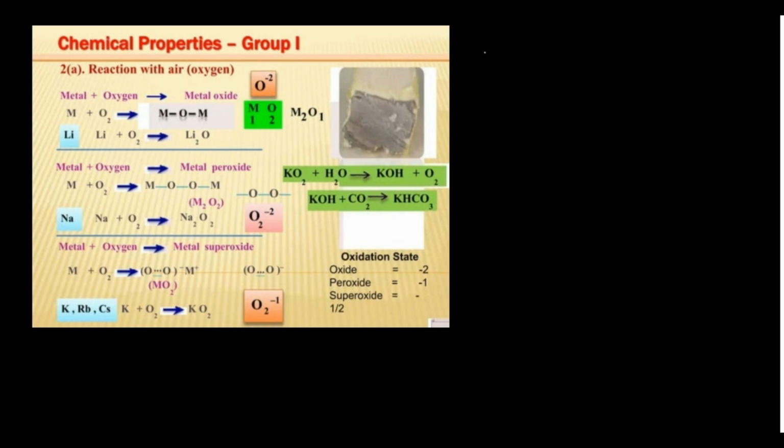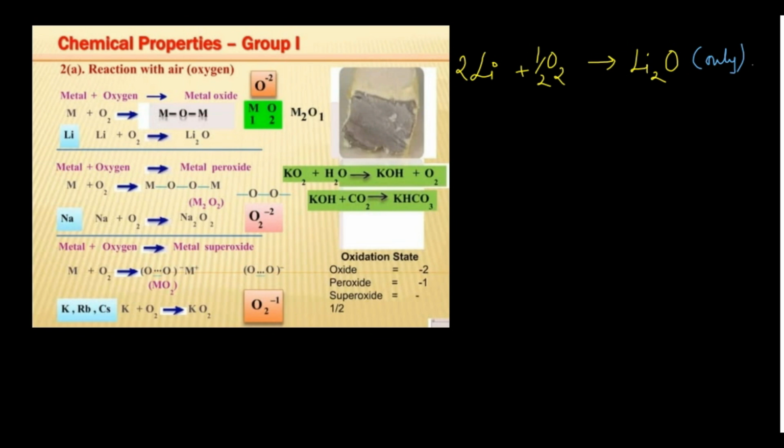The important thing is that when you have lithium and you react this lithium with oxygen, it will only form lithium oxide. It will only form the lithium monoxide, Li2O. If you want to balance this reaction, you can take 2 Li and half O2. This would be the only product in the case of lithium, please remember.